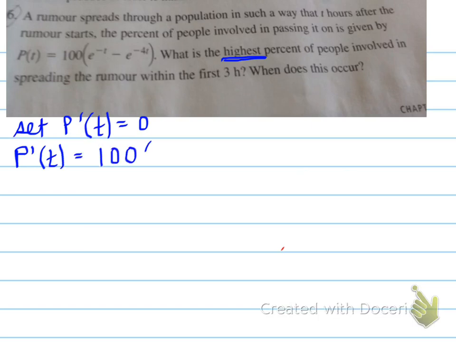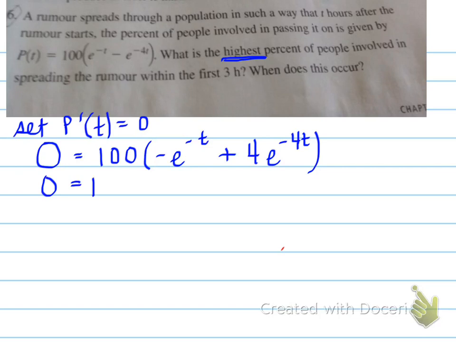So we have to set the derivative of P equal to 0. That means that 0 is equal to 100 times the derivative of that entire function. Now, the derivative of that function, let's look carefully, is negative e to the negative t, and then negative 4 times negative, which will make it plus 4, times e to the negative 4t.